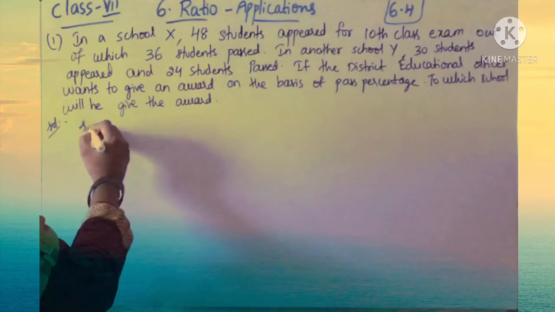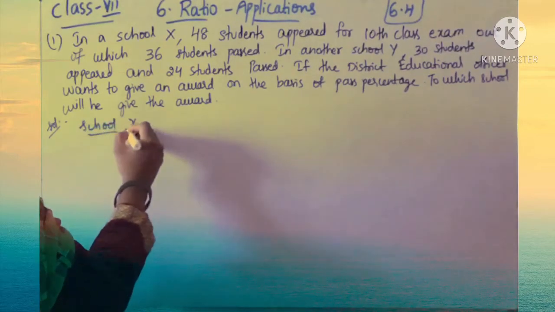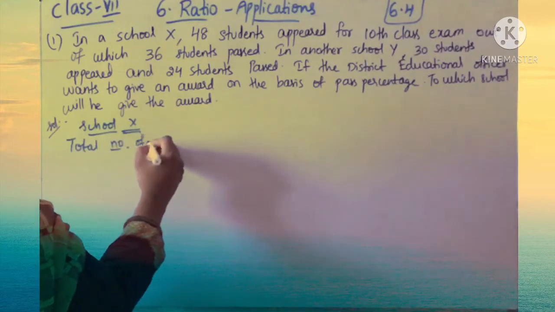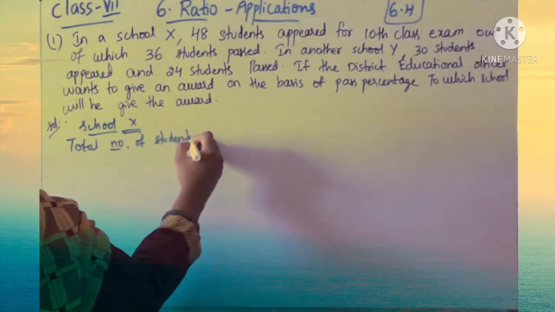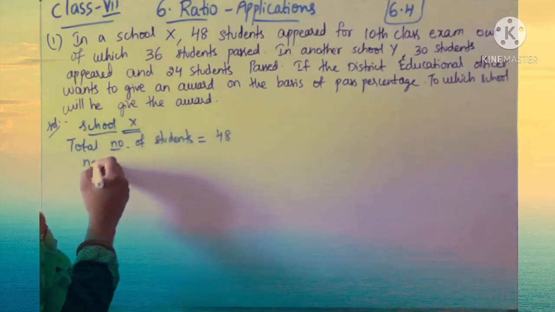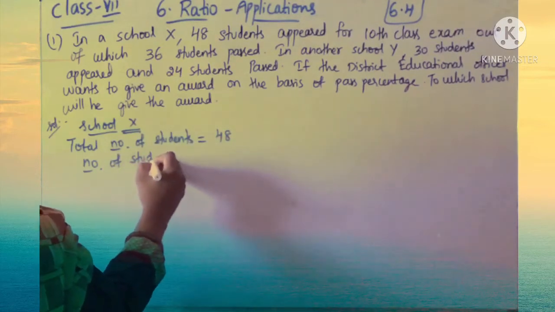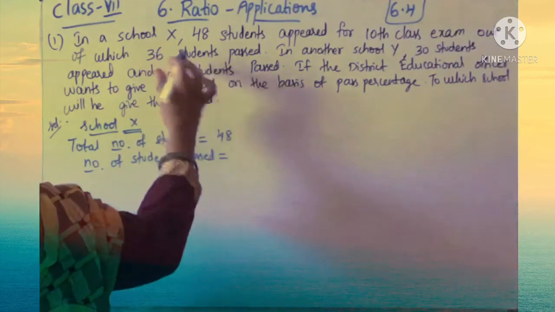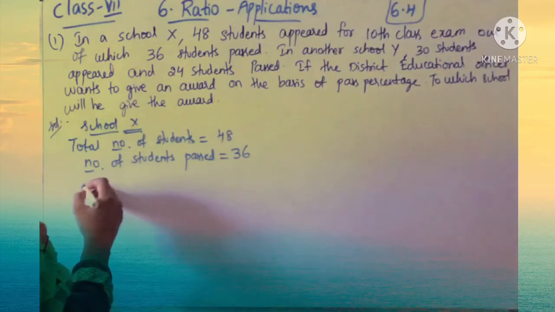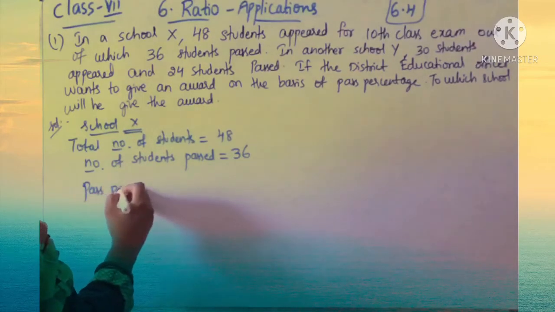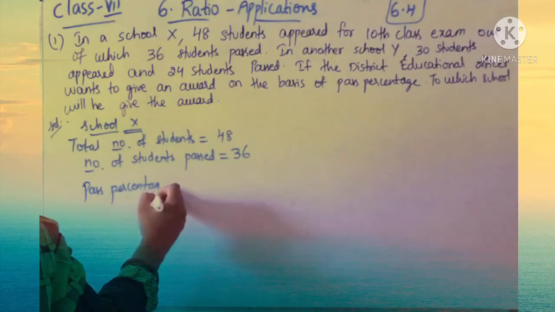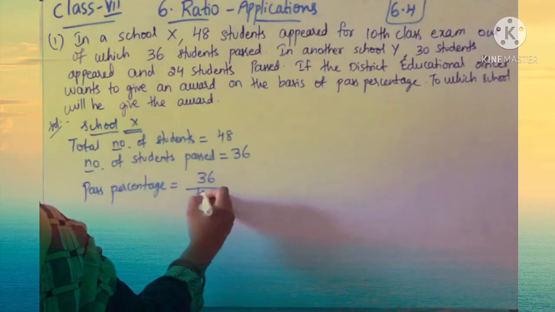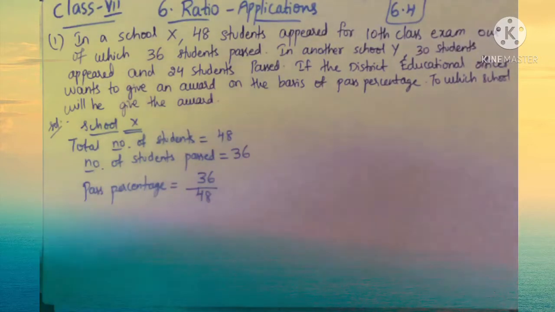Now coming to school X. Total number of students: how many students appeared? 48. Number of students passed: how many out of 48? 36 students. So we find out the pass percentage. How many students passed? 36 out of how many? 48. Here 36 by 48 is a fraction, children.